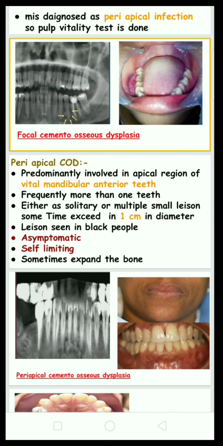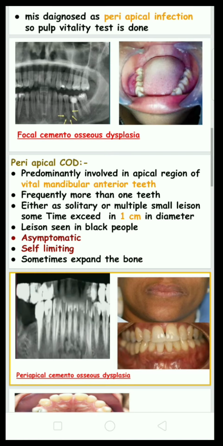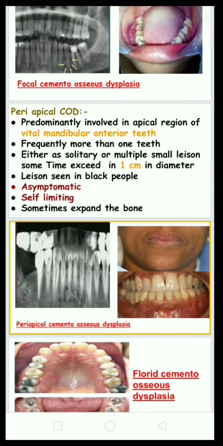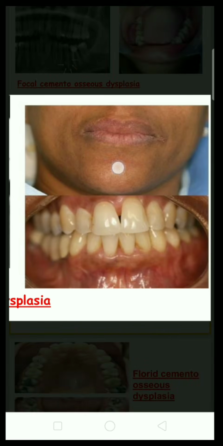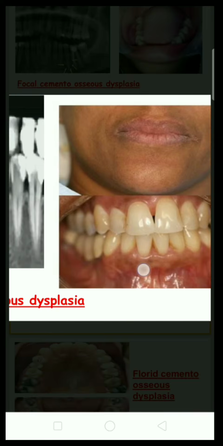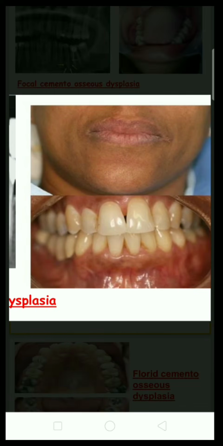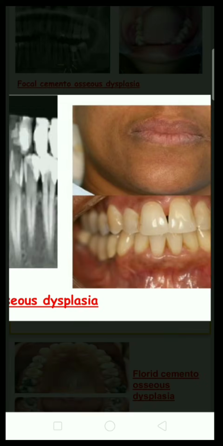Periapical cemento-osseous dysplasia involves the apical region of more than one tooth. The lesion does not expand much, on average 1 centimeter, especially in the mandibular anterior teeth. It is a solitary or multiple small lesions, mostly seen in black people. It is also asymptomatic and self-limiting. Sometimes the lesions expand the bone, as you can see here, and will be prominently seen in these areas.